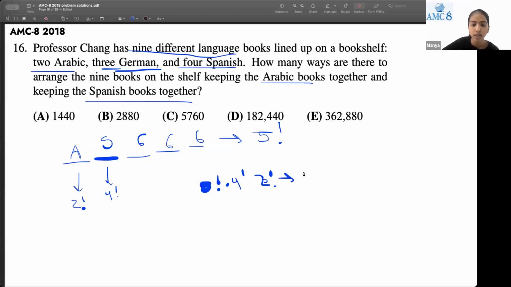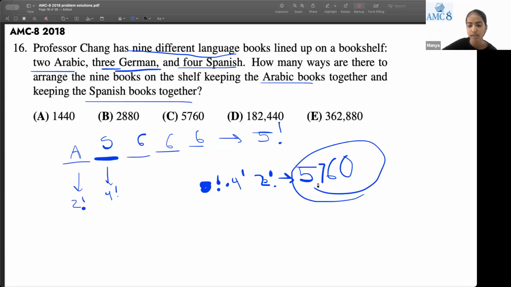If we solve this, 5 factorial times 4 factorial times 2 factorial would give us 5,760. Once again, factorial is just that number times all the way down until 1. So 5 factorial is going to be equal to 5 times 4 times 3 times 2 times 1. 4 factorial is 4 times 3 times 2 times 1. 2 factorial is 2 times 1. If we multiply all of these together, we get 5,760. So there are 5,760 ways that he can arrange these books.